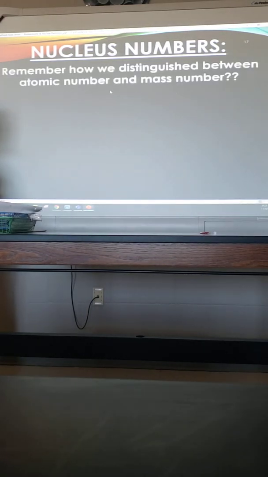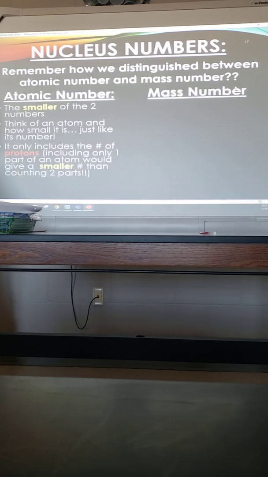All right, and so we had this little cheat sheet or way to distinguish between the atomic number and the mass number. The atomic number is going to be the smaller of the two. I said, hey, think of an atom and how small an atom is. The atomic number is the small one. And logically, it only has protons. So of course, just counting one subatomic particle is going to be a lot simpler and smaller than if you count both subatomic particles. Here we're just counting protons.